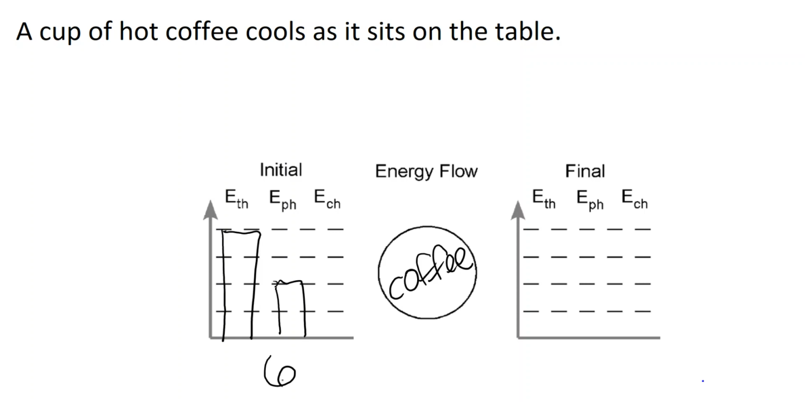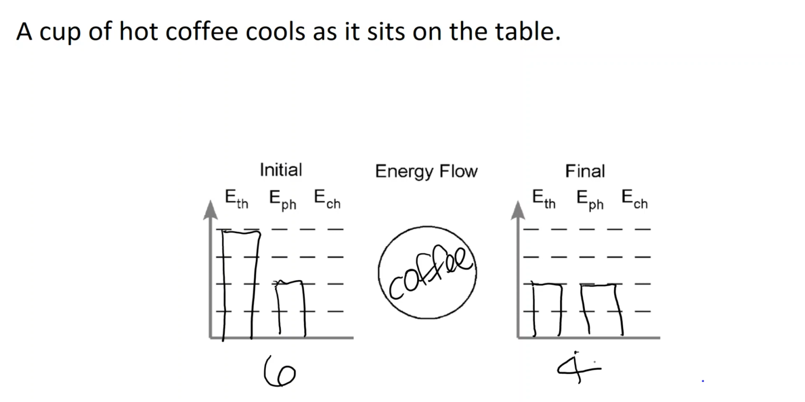Then that coffee cools as it sits on the table. So the hot coffee will cool until it reaches room temperature, which is represented by 2 bars of ETH. And that cooled coffee, that room temperature coffee, will still be a liquid after it's done cooling. So it will also be represented by 2 bars of EPH for a total of 4 bars of energy. At this time, it looks like we had 2 bars of energy that magically disappeared.